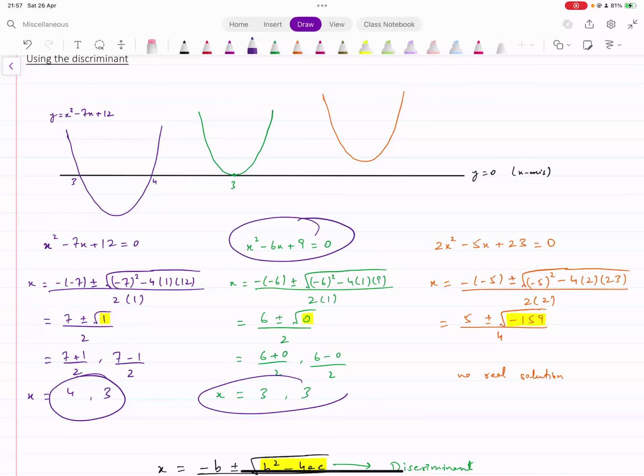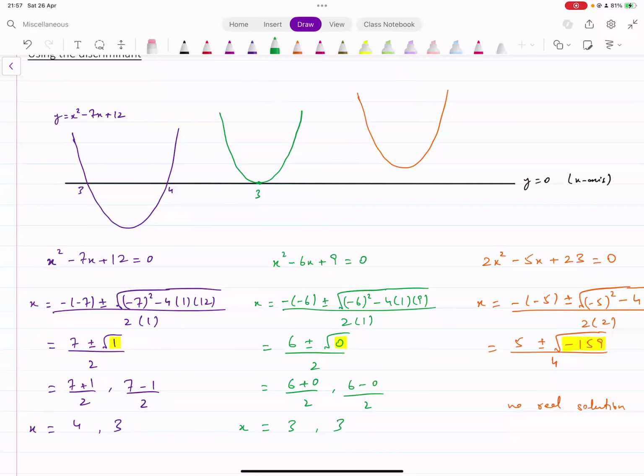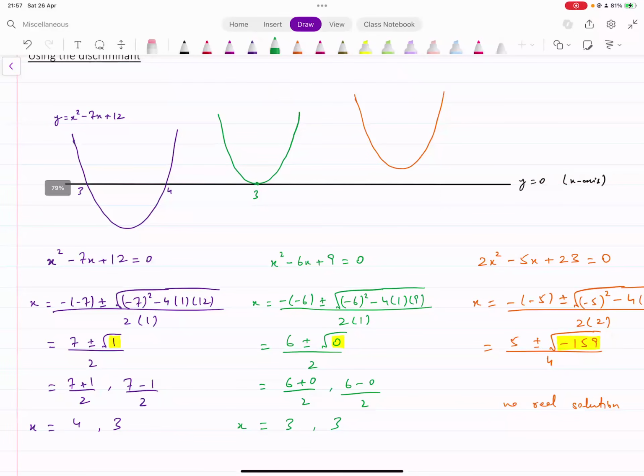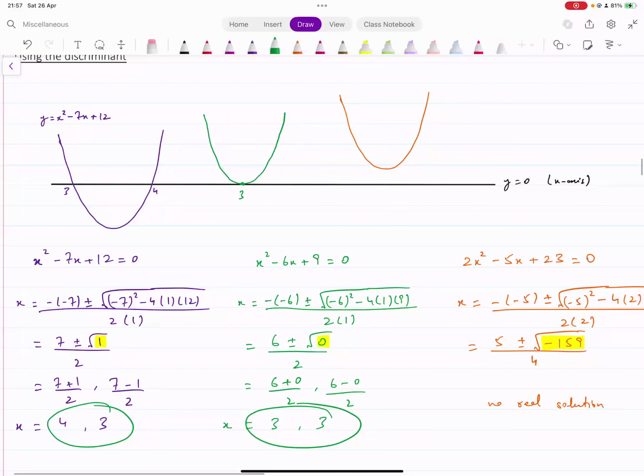I got 3 equations here. These are the 3 functions: the blue one, the green one, and the orange one. I solved all of them, and it turned out that one of them gave me 2 different solutions. One of them gave me 2 equal solutions, and the last one gave no real solutions. What's different in all of them?